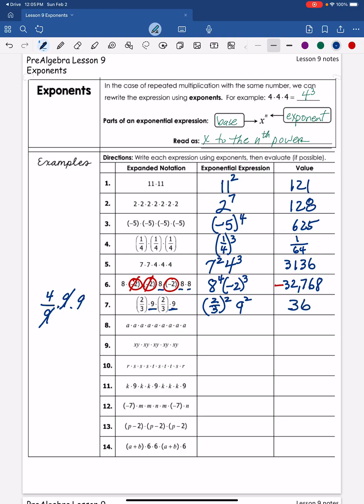Now, the next one is where we start getting into some algebra using variables. The variables can be bases, so in this case, the base is an a, and a is used as a factor 9 times. So if I just count these all up, I get 9 of them. So that would be read as a to the 9th. And there's no value to that until I know what a is. The base for this one, you'll notice, is xy.